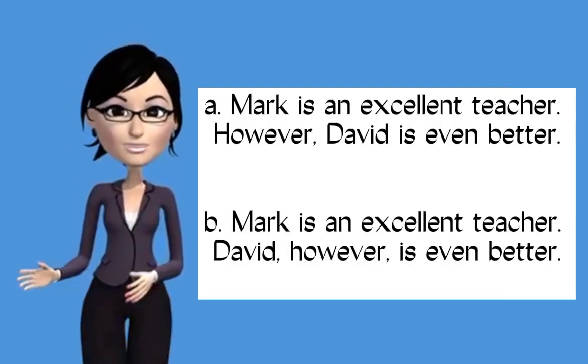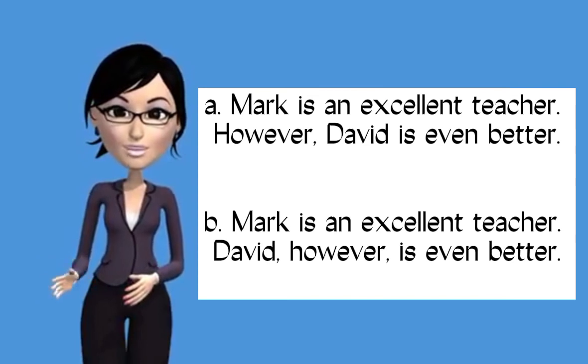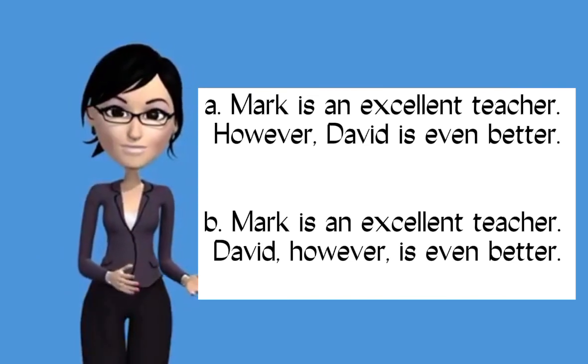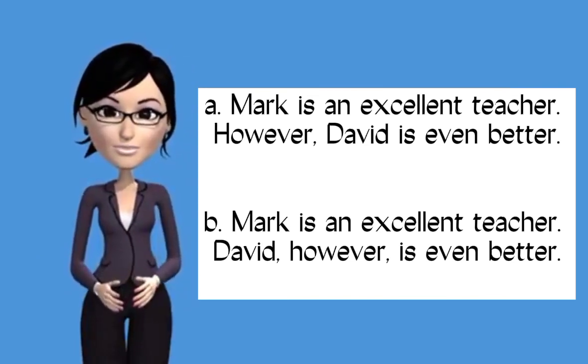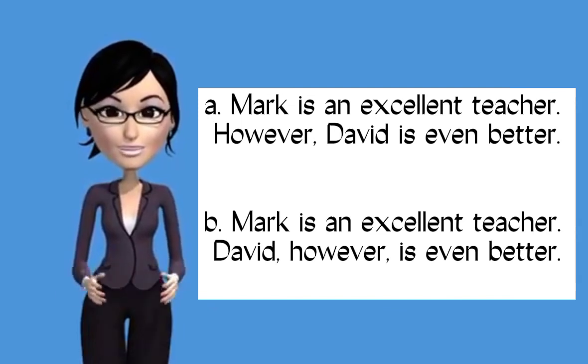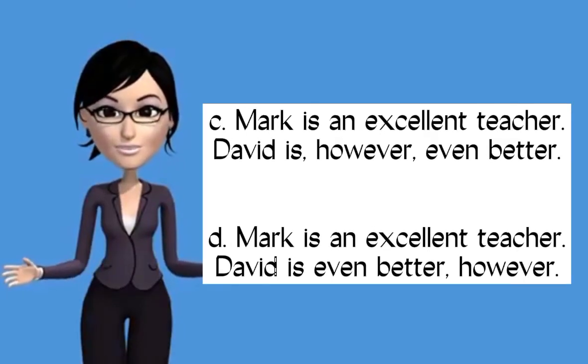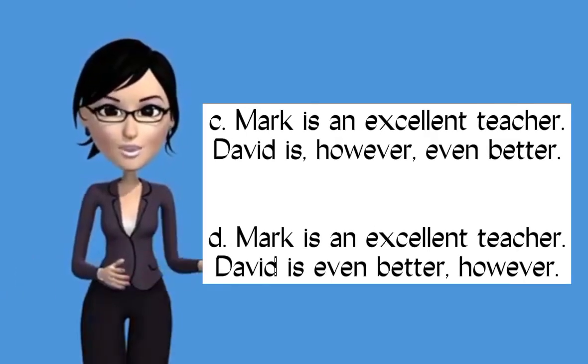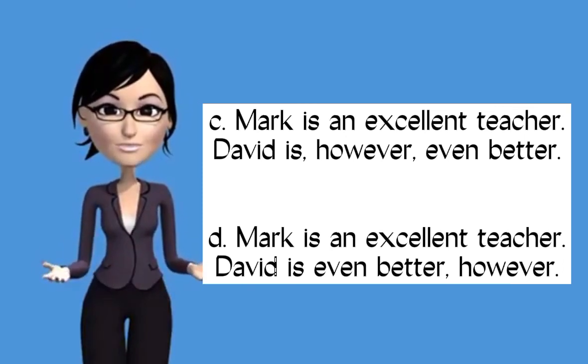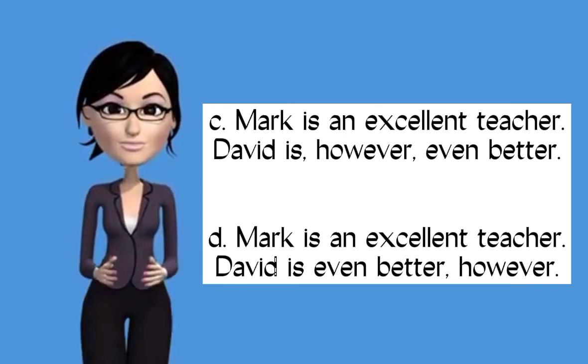Some conjunctions may occur at various places in the clause. A. Mark is an excellent teacher. However, David is even better. B. Mark is an excellent teacher. David, however, is even better. C. Mark is an excellent teacher. David is, however, even better. D. Mark is an excellent teacher. David is even better, however.